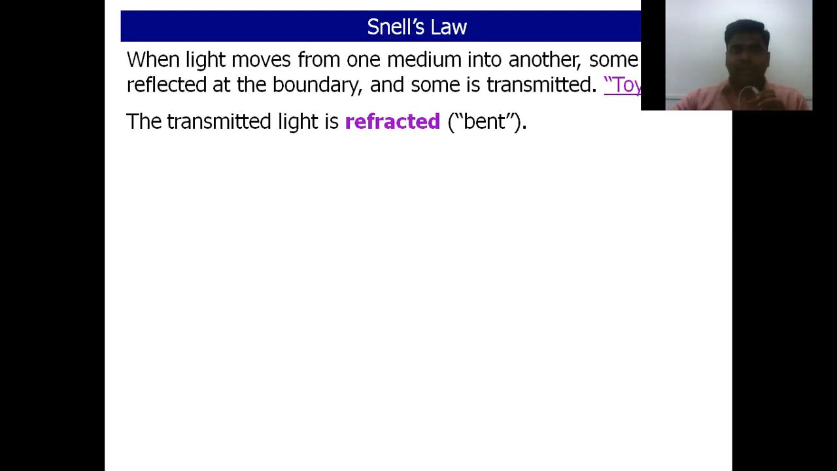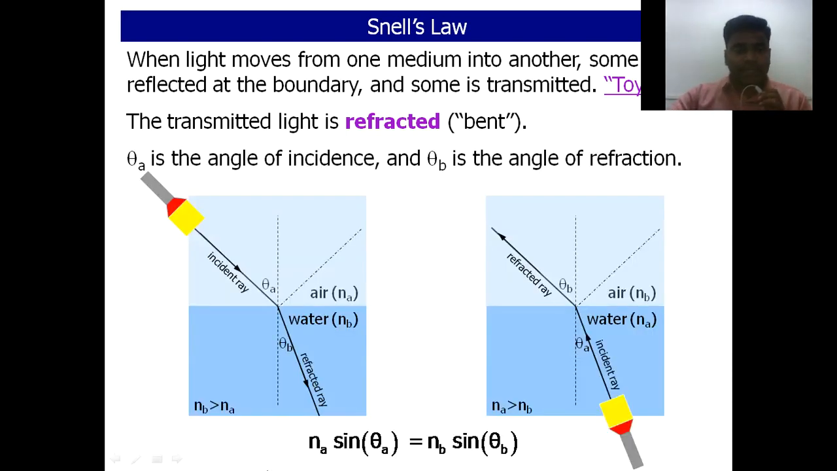Next is Snell's law. When light moves from one medium into another, some is reflected at the boundary and some is transmitted. An example is the water medium: some of the waves will get reflected and some will get refracted. When light is incident on the water medium, some of the wave will reflect in the air space and some will pass through the water medium. We call that the refracting medium.